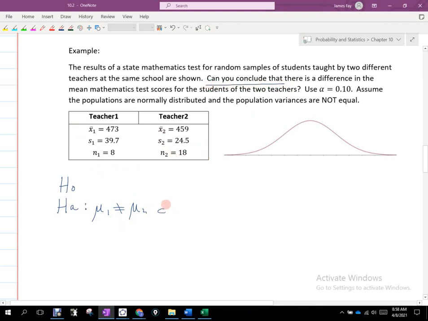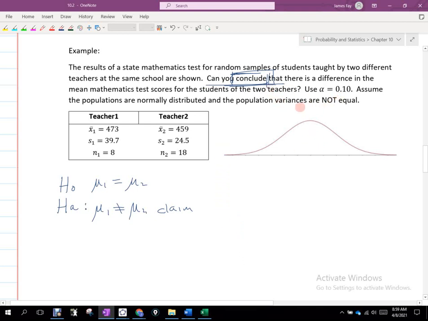Because that's what they're asking, can you conclude? That's going to be the claim. They don't say anything about anybody having a claim at the onset of the problem. Nobody's saying teacher 1 is the better teacher or teacher 2 is the better teacher. So when it says, can you conclude that there is a difference, they're asking you, ultimately, is this situation the claim? I think that's hard to decipher, but if you go through a lot of the previous problems we've done, and statistics classes overall, when it uses the word conclude, the alternative hypothesis is the claim. So then we're going to say mu1 equals mu2. That's obviously the null hypothesis that we're always interested in.